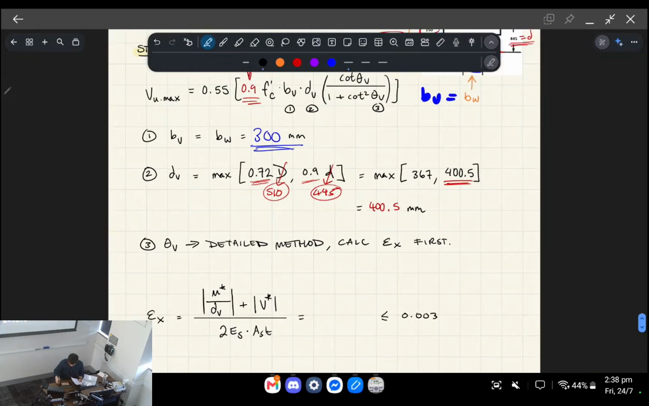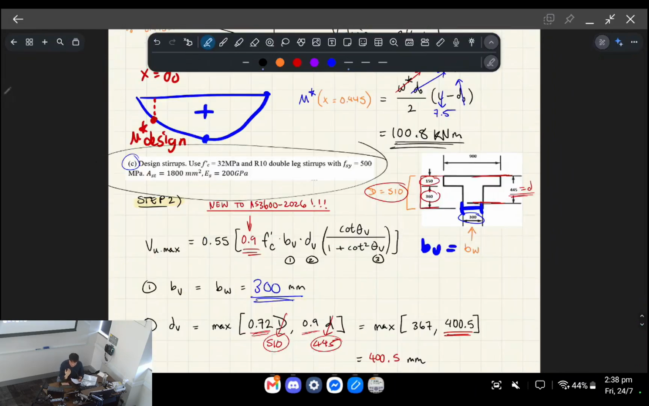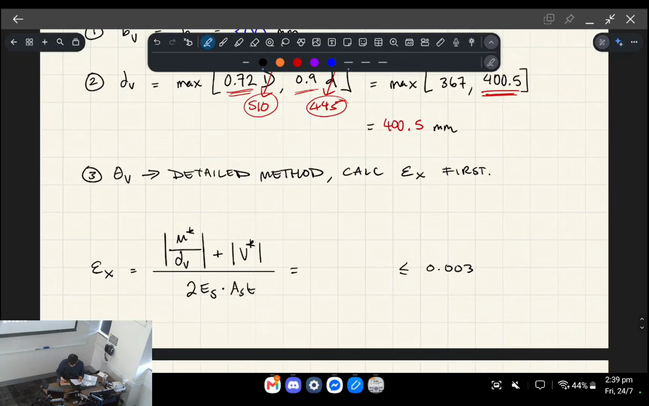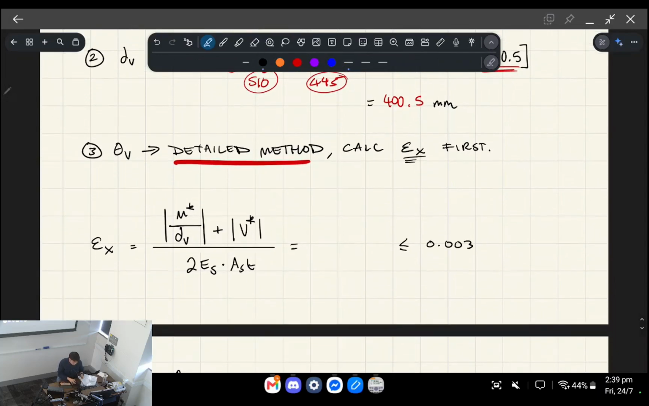This particular workshop question doesn't tell you whether we're going to use the detailed method or the simplified method. So if it doesn't tell you, I would say it's better to do the detailed method. If the question doesn't tell you to use the simplified method, assume that we're going to use the detailed method. So we need to calculate epsilon x first. If I scroll down on my notes, in order to calculate theta v with the detailed method, we need to first calculate epsilon x.